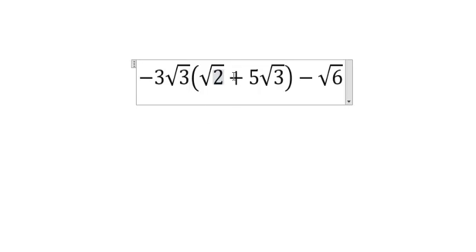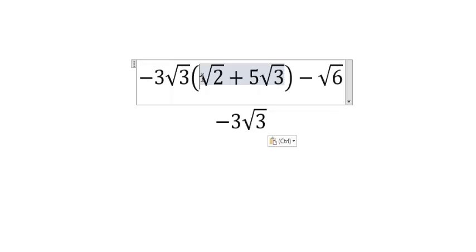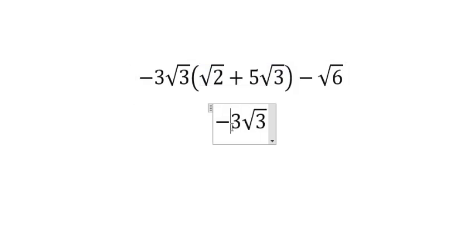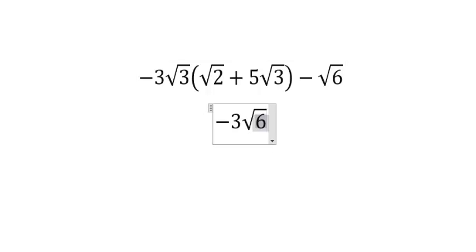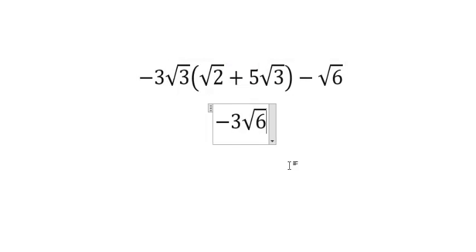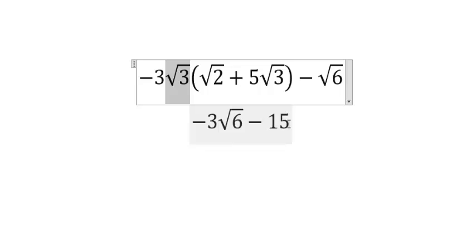Okay. Now remember always that when you multiply the number outside with the number inside. In this case it will be negative 3 times 1. Okay, that will be negative 3. And square root of 3 times square root of 2, that's going to give you square root of 6. Okay. Then minus 3 times positive 5 is going to be negative 15. And square root of 3 times square root of 3 is going to be square root of 9.